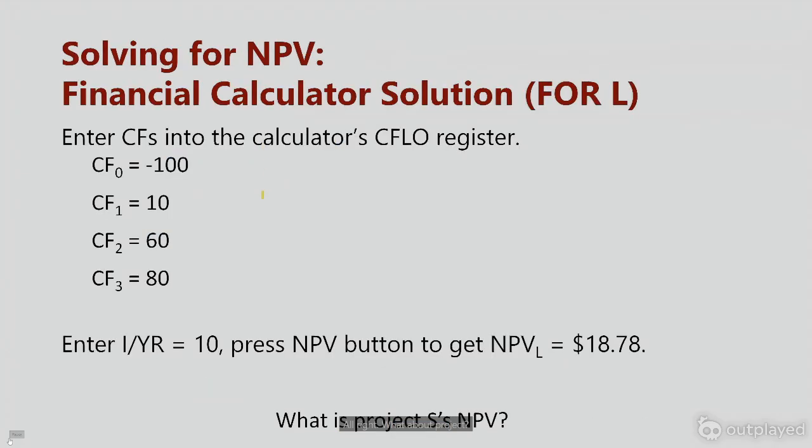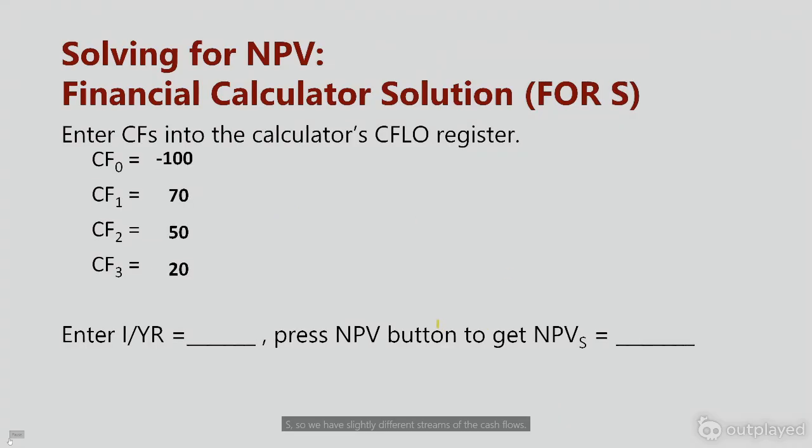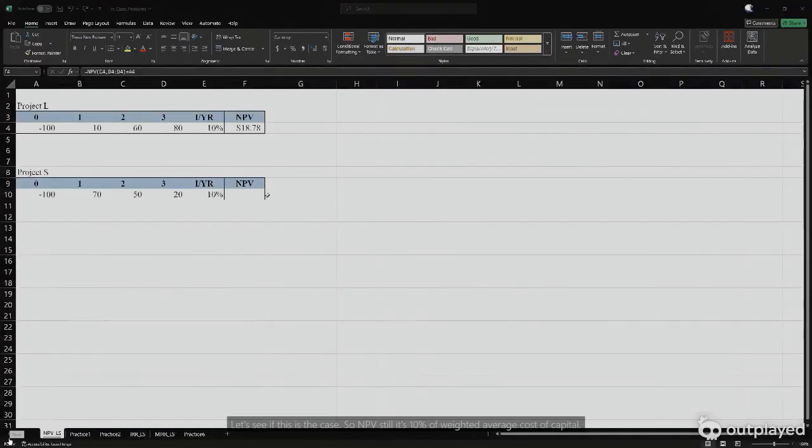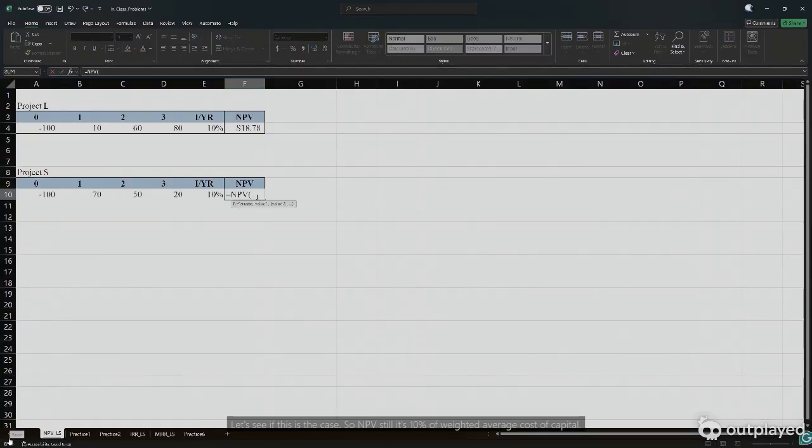What about Project S? We have slightly different streams of cash flows, but still assuming the same 10% weighted average cost of capital. Once you do your calculation, NPV should be around 19.98. Let's see if this is the case. So NPV, still at 10% weighted average cost of capital. Now we have slightly different cash inflows, but we add in the initial cash outflow separately.